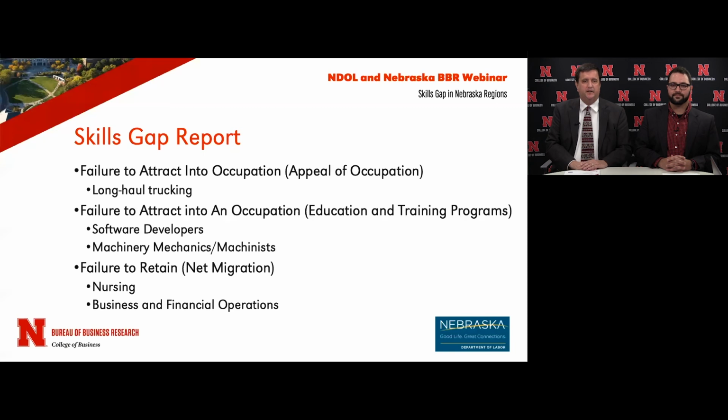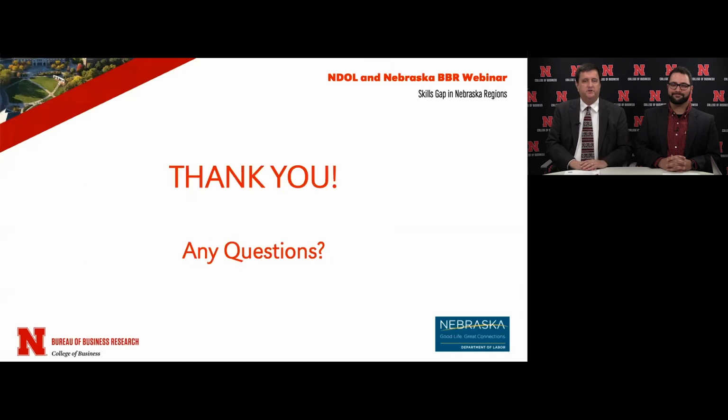The last category would be a failure to retain workers due to problems with net migration, particularly net out migration. If you look at nursing occupations, business and financial operations, in Nebraska we actually do have enough students studying and graduating in these areas each year to meet the needs of Nebraska business, but the issue is too many are leaving the state relative to those migrating in. So in that case, net migration is the issue rather than attracting enough people to the education and training they'll need for the occupation. That was a summary of our skills gap reports and the types of information we're finding. Dillon and I are now ready to answer any questions you might have.